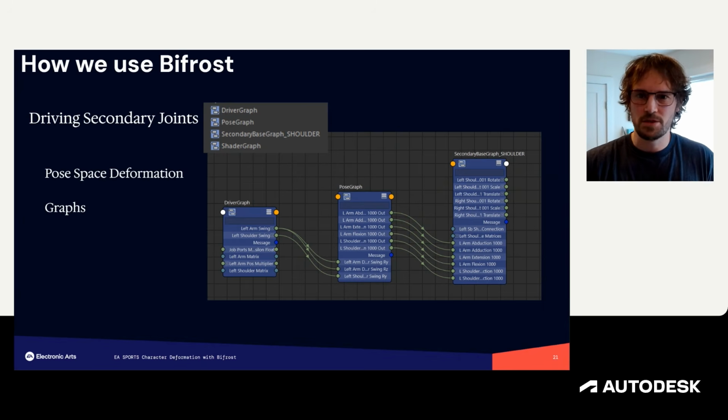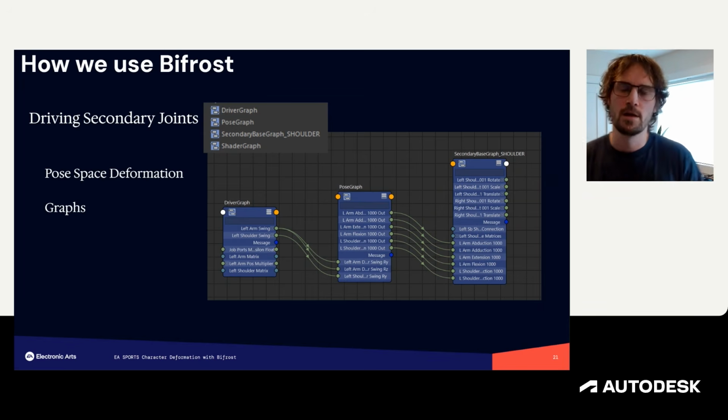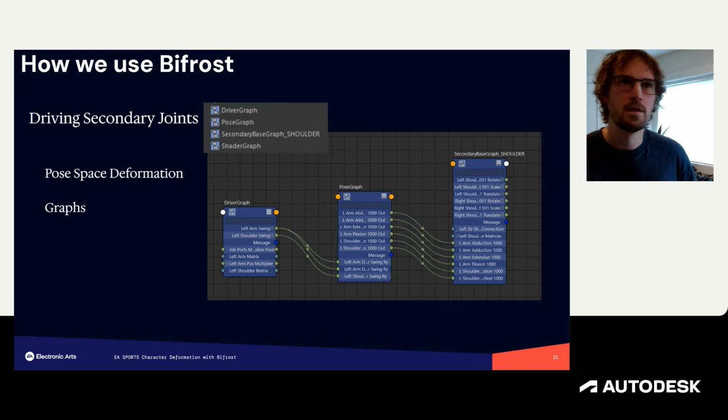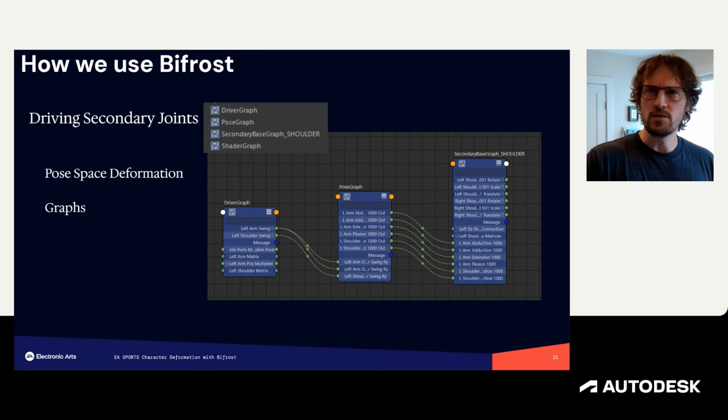we might want to drive a blend shape or a normal map with different values from the pose graph than we would with driving joints. So it's a nice little extra layer for pass through, and in that shader graph we can drive anything external to this in game. So let's go into each one of these graphs in more detail now.